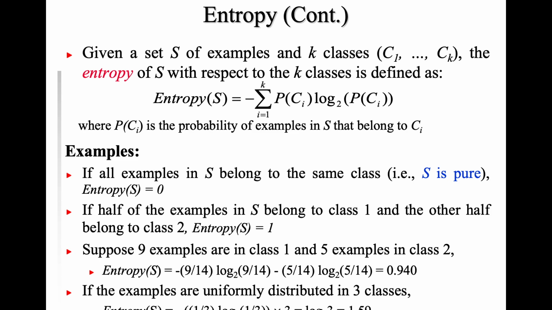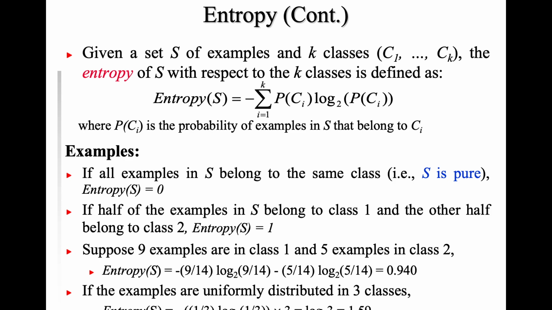And why is the entropy 0 then? So if this is 1, because this is 0, right? 2 to the power of what? So that is 0, because 2 to the power of 0 is 1. So because the log is 1, the result of the log of PCI is 0. And so the entropy of S is 0.